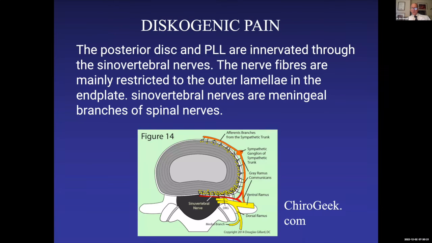Just a diagram from ChiroGeek. So chiropractors do pain medicine, and many of them are very good at helping patients. I don't want to cast any aspersions, and they do order imaging studies. You may see imaging studies, but this is from an online publication showing the innervation of the annulus. And you can see that the sinovertebral nerve supplies the posterior disc annulus and the posterior lateral annulus, also the posterior longitudinal ligament. So there's a lot of innervation here that may be associated with pain generation from disc.